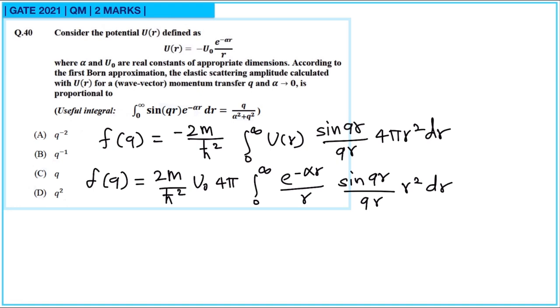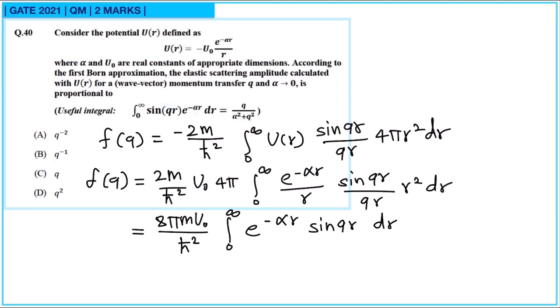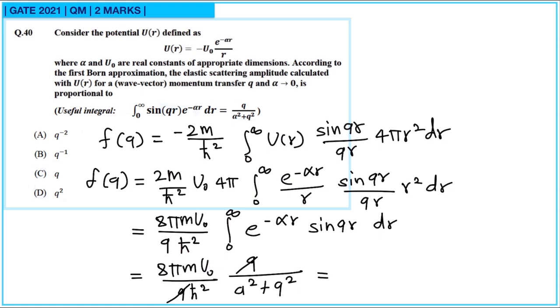So this one r will cancel out and this r also cancels out. So this is equal to 2m into 4 pi is 8 pi m u naught upon h cut square, and this is integration 0 to infinity of e raised to minus alpha r sine qr dr. And this q is also constant, so we can take it outside. And here the value of this integration is given, so this will be equal to 2 pi m u naught upon q h cut square, and this is equal to q upon alpha square plus q square. So this one q will cancel, and this is equal to 8 pi m u naught upon h cut square times 1 upon alpha square plus q square.